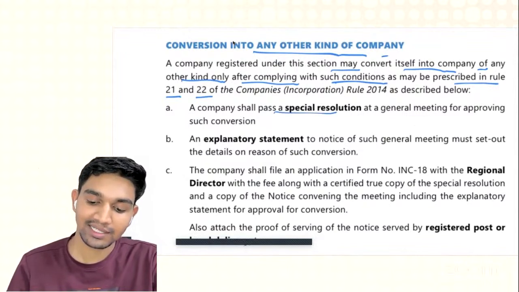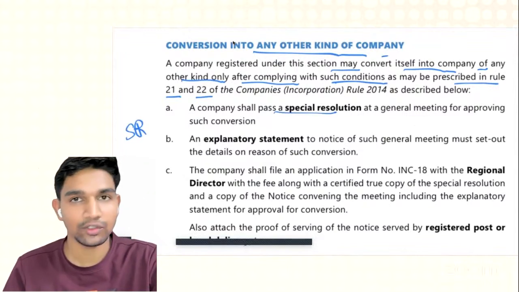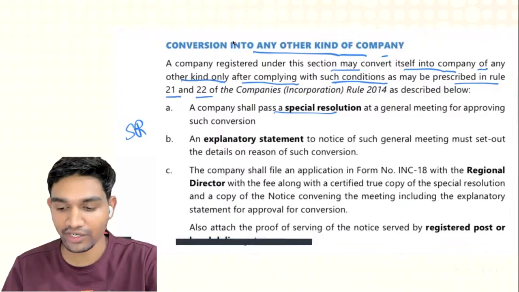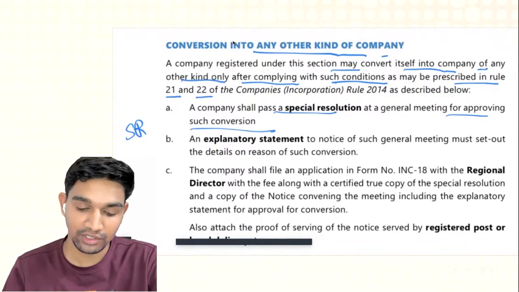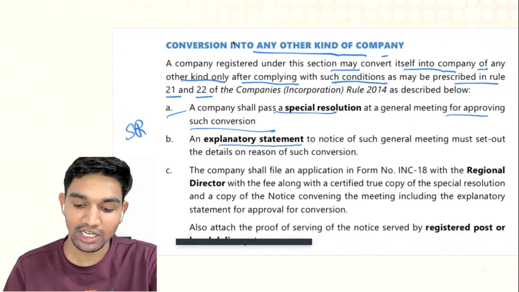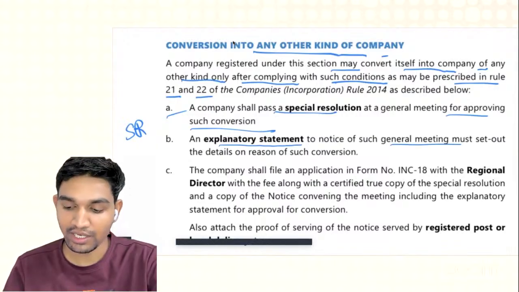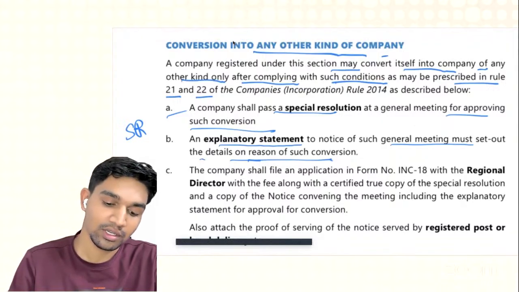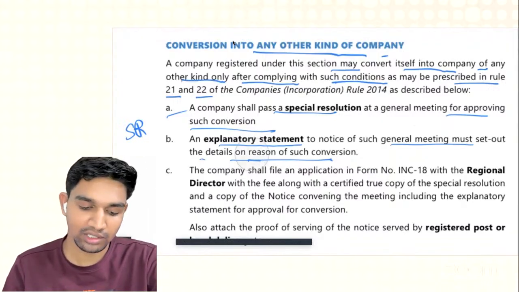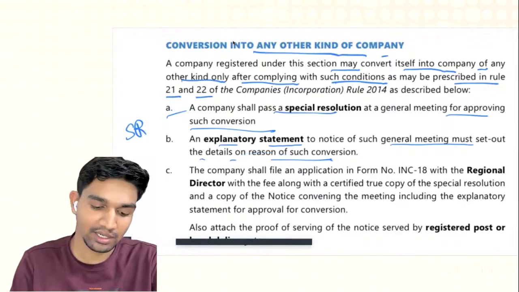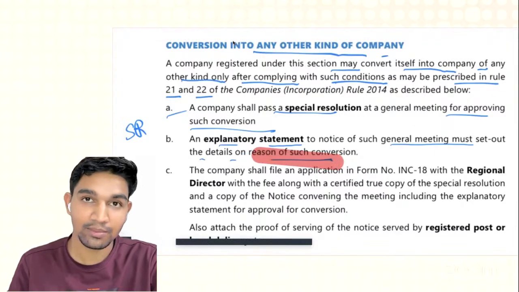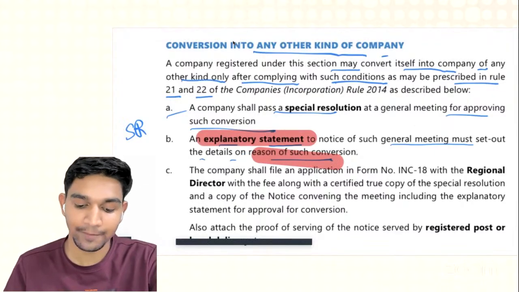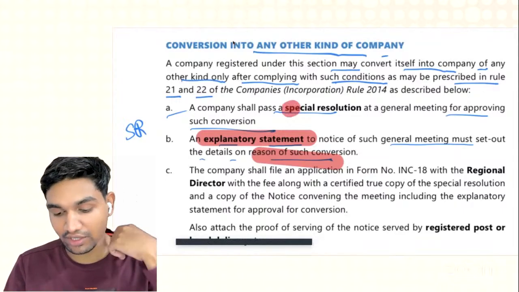A company shall pass a special resolution. First, it has to pass a special resolution at a general meeting approving such conversion. The explanatory statement to the notice of such general meeting must set out the details and reasons for such conversion. So the reason for such conversion should be mentioned in the explanatory statement, which we will learn in management and administration. What does an explanatory statement or special resolution mean?